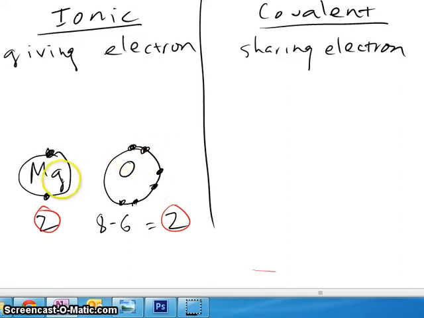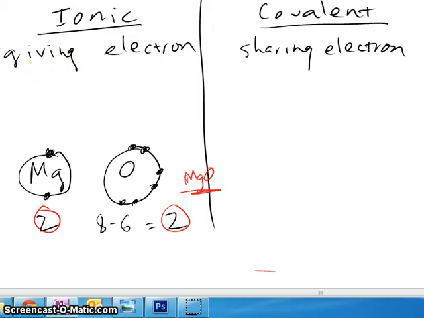So therefore, when magnesium and oxygen get together, we have MgO. By the way, you always say the metal on the left, the metal first and then the non-metal. It's always the metal first and then the non-metal.